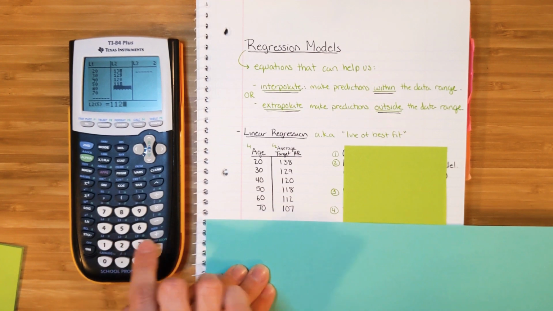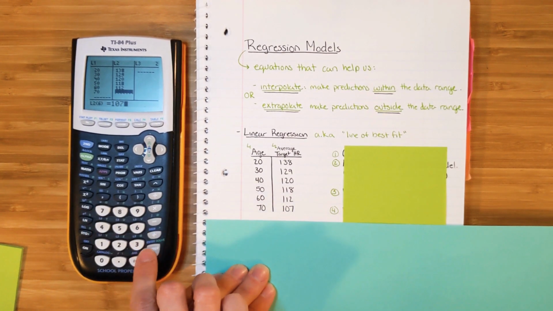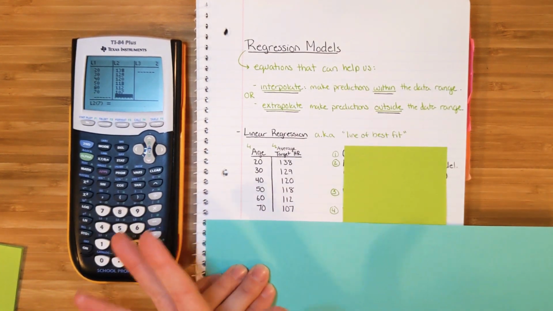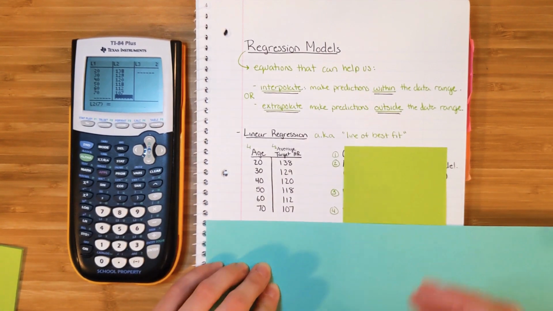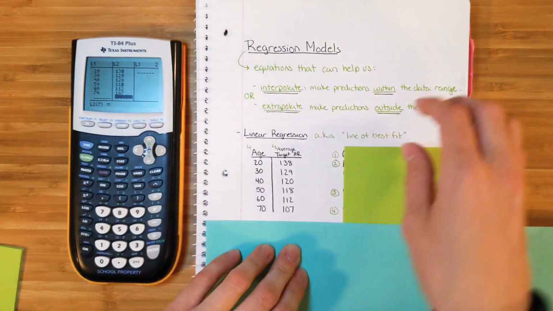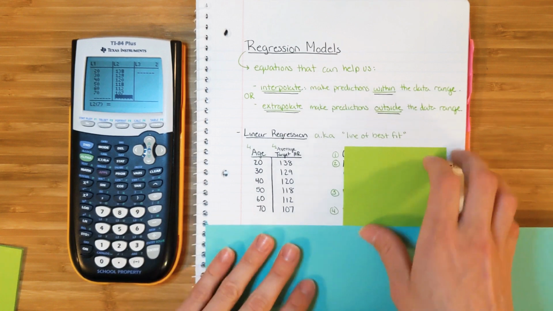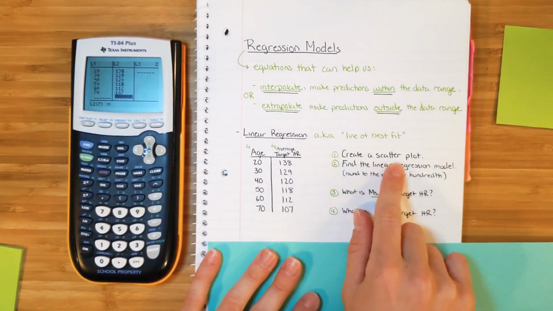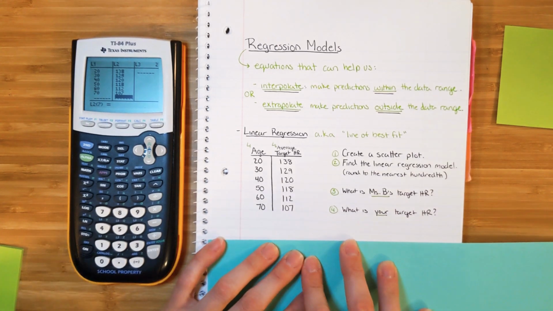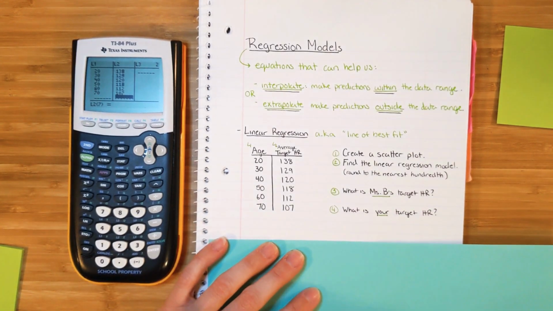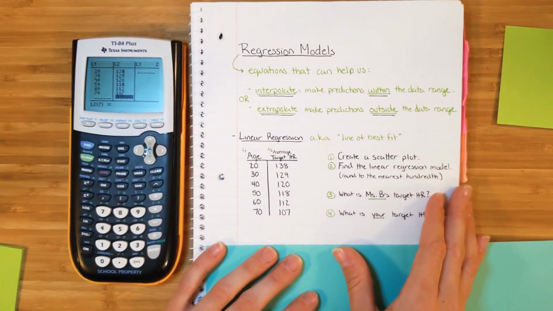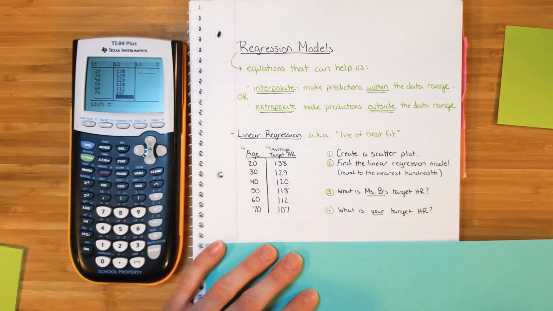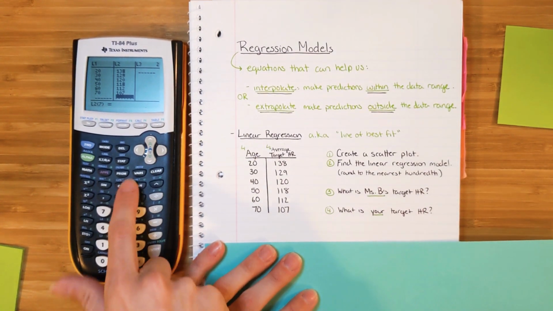118, 112, and 107. Okay, and now my calculator has that information to be able to handle. Now we're going to do a couple of things here. The first thing I want to do more as a review is to create a scatter plot. This is what we did in the last lesson, but I want you guys to see what this data set looks like visually so that you can get a sense of why we're doing what we do in the future.